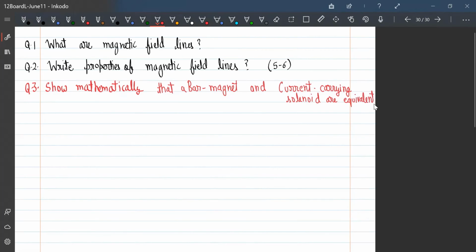So of course, you can draw a magnetic field line and just show it, but you have to show it mathematically. Prove it using integration. You know the magnetic field for a bar magnet. You know the magnetic field for a current carrying solenoid. Make some assumptions and try to complete it. And you have to submit all these questions on the group by today evening.